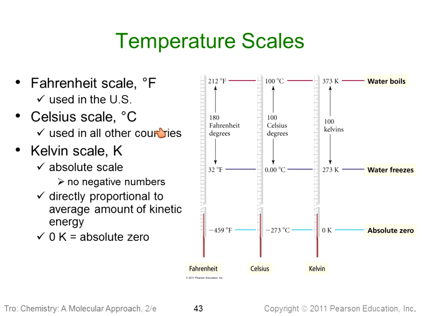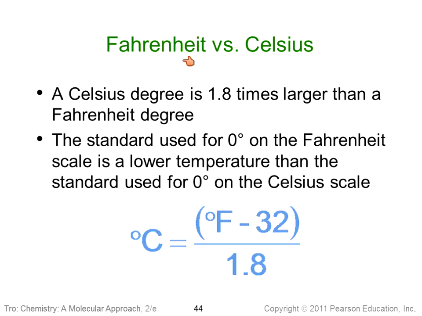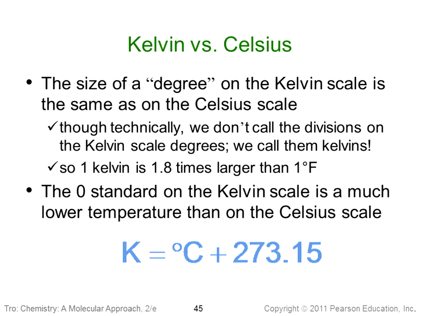Here are the temperature scales, Fahrenheit, Celsius, and Kelvin. Kelvin is sometimes called the absolute temperature scale because it has the lowest temperature, which is absolute zero, at zero, which corresponds to these other temperature scales. Fahrenheit versus Celsius. You can see this conversion, so you need to have this memorized. And here is the Kelvin and Celsius conversion.